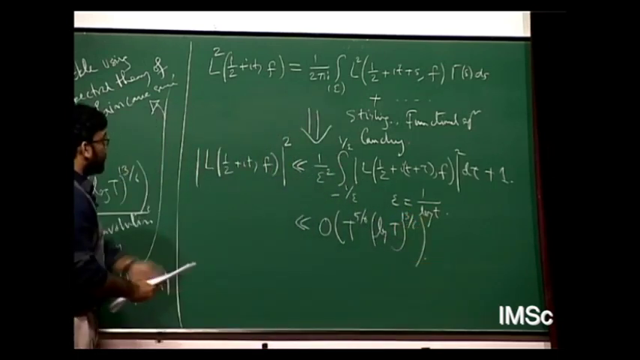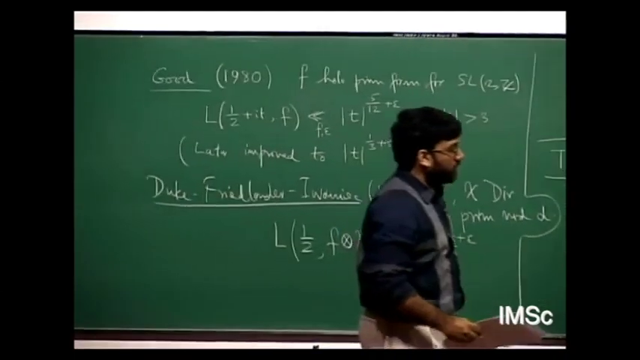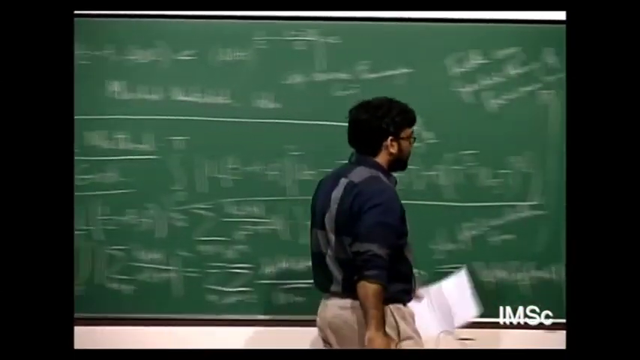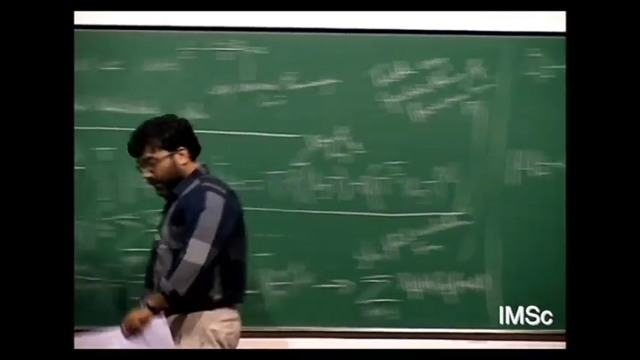Okay, and then you take the square root. So that's how you end up here. You can actually replace the epsilon by log t to the power 13 by 12. Okay, so that's basically the proof of Good's theorem.